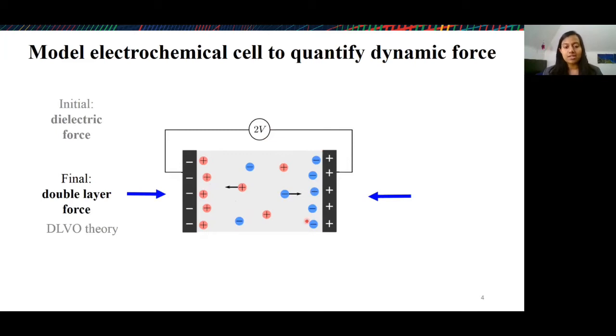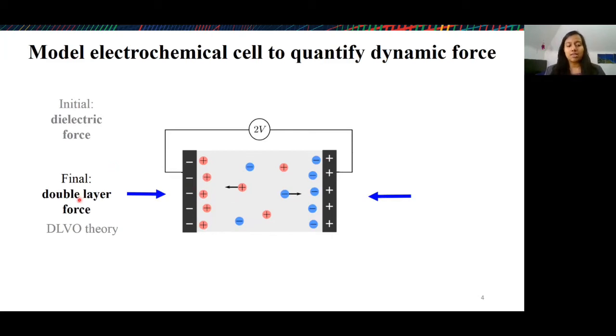These diffuse layers essentially screen the applied voltage from the bulk of the cell, and in doing so, they greatly reduce the force of interaction between these two electrodes. Because you can imagine, now they're not just interacting through a dielectric medium, but they have these complex charged structures in front of the electrode that greatly diminish the interaction force.